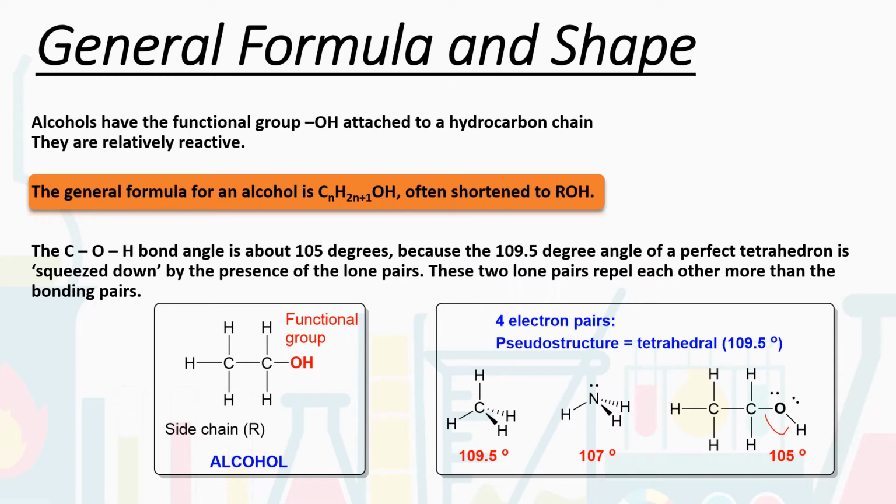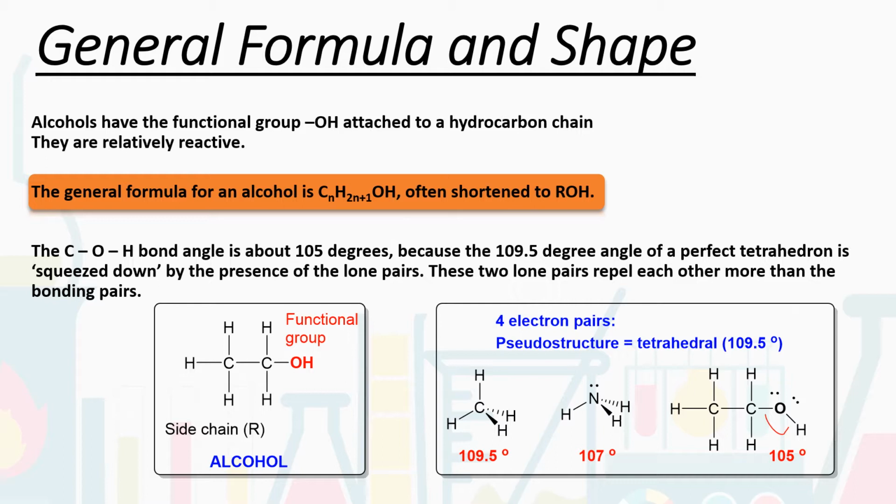So alcohols have the functional group OH. They have a hydroxyl group attached to the hydrocarbon chain and they're pretty reactive. The general formula for an alcohol is CnH2n+1OH. So we've taken an alkane skeleton and we've replaced one of the hydrogen atoms with an OH group. And this is often just shortened down to ROH, where the R represents the alkyl chain.